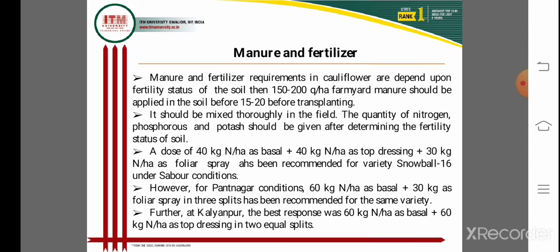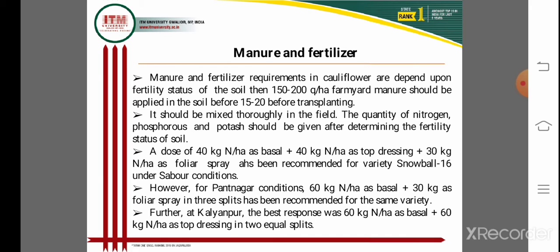However, a dose of 40 kg of nitrogen per hectare plus 40 kg of nitrogen per hectare can be given as drenching. The basal dose and the drenching dose are important, and 30 kg of nitrogen by foliar spray has been recommended for variety Snowball 16 under severe conditions. For Pantnagar conditions, 60 kg of nitrogen as basal dose and 30 kg by foliar spray, in three splits, has been recommended for some varieties in the Pantnagar region.